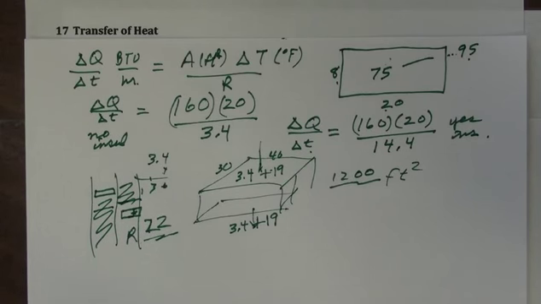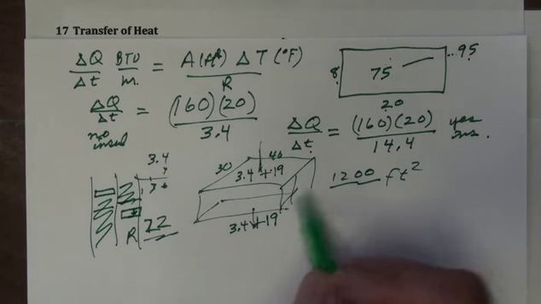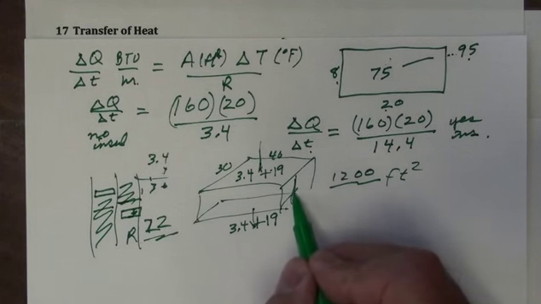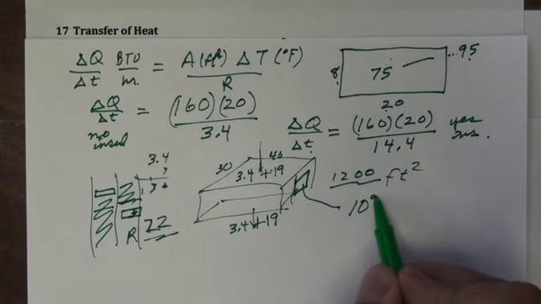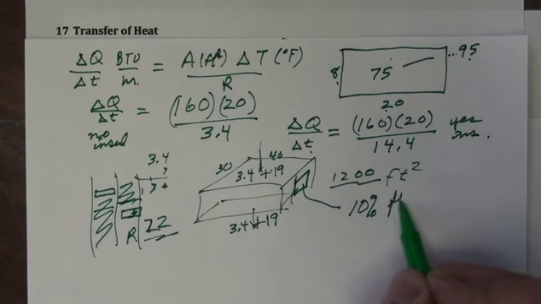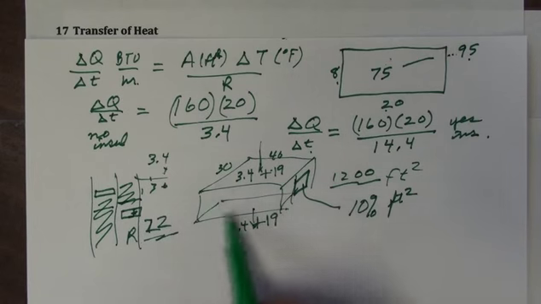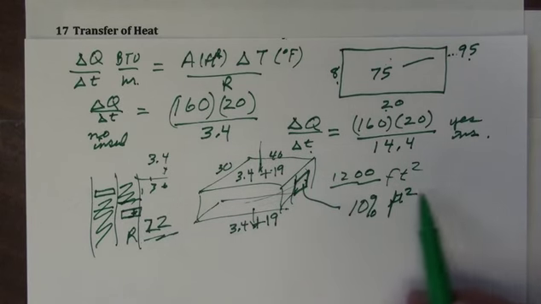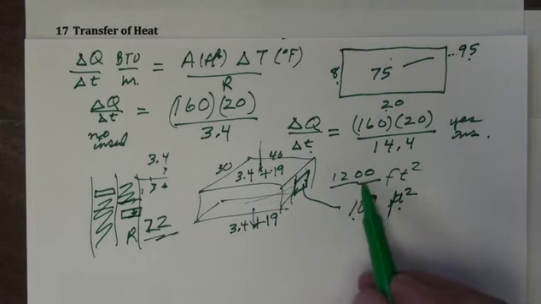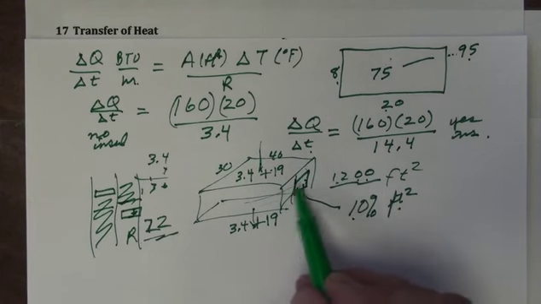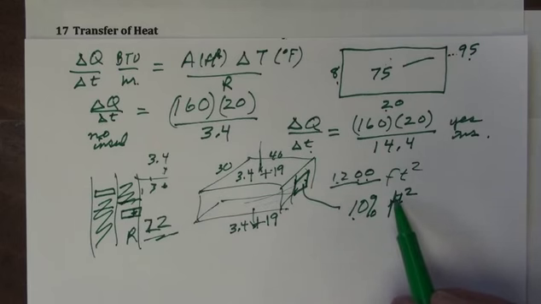But now there's something else that happens with a house. You don't have just solid walls with no windows. It's generally expected that windows will be 10% of the square footage. In other words, whatever your square footage is of your house, 10% of that is going to be in windows. So that means you're going to have 120 square feet out of your walls that are going to be windows.